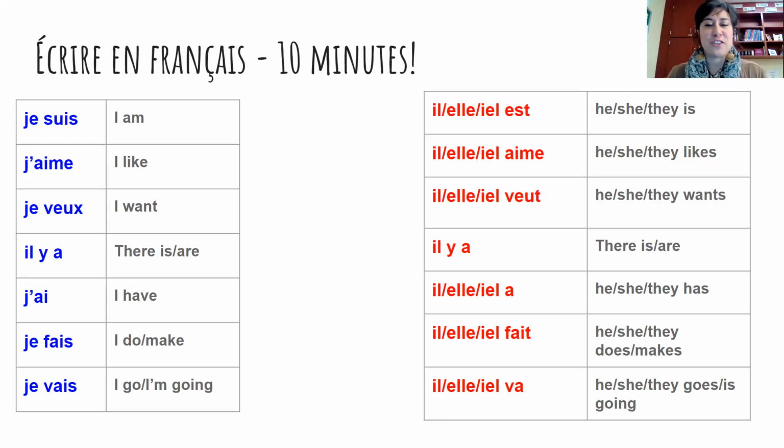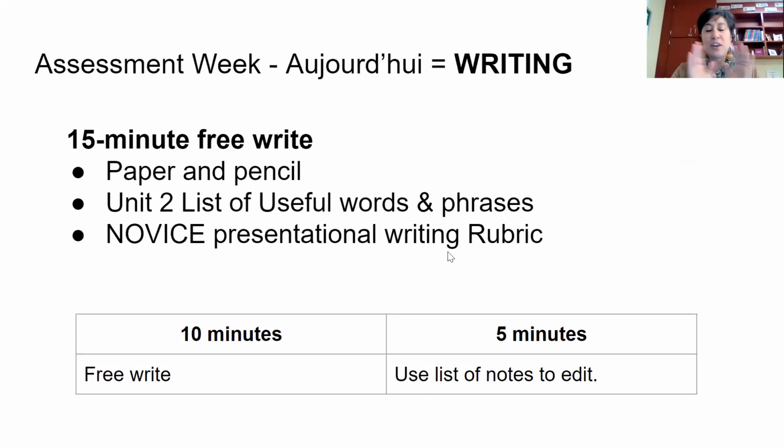Okay, when you're done, hopefully you pause the video after the 10 minutes. You have now 5 minutes to use your list of notes to make editing changes. Now you're not adding on anything else. You just set your timer for 5 minutes and make any changes to your writing or corrections that you can, just to edit. Okay, come back in 5 minutes.